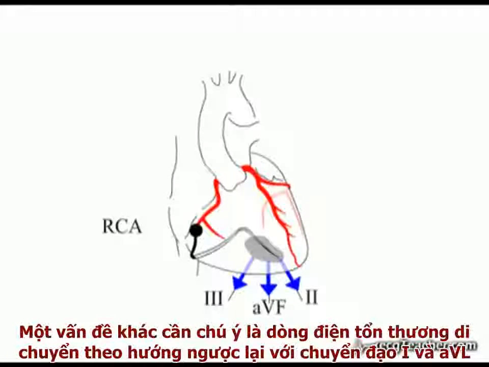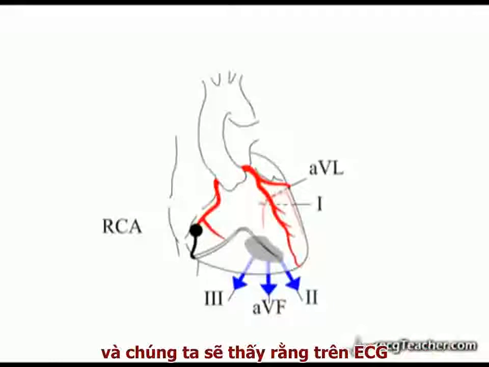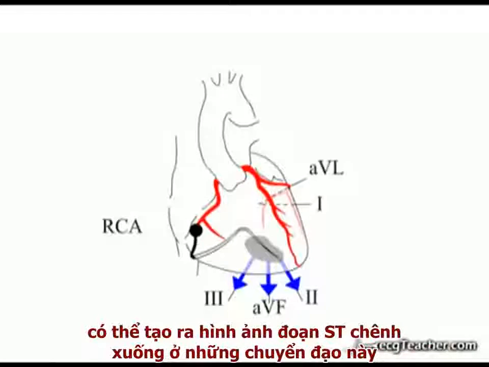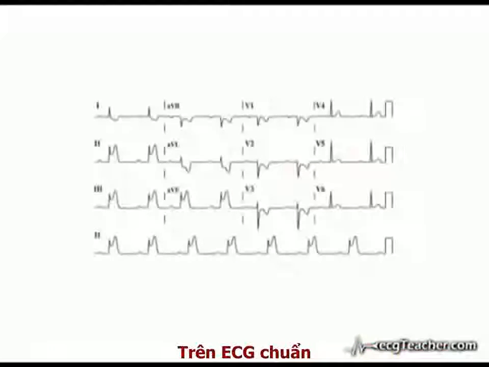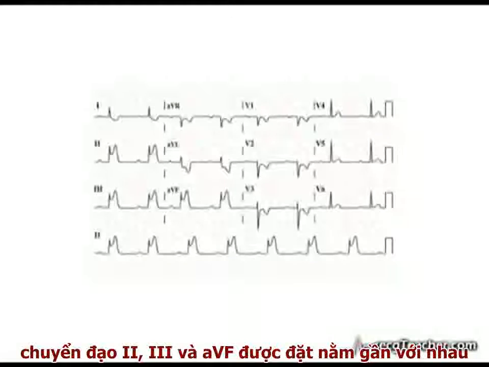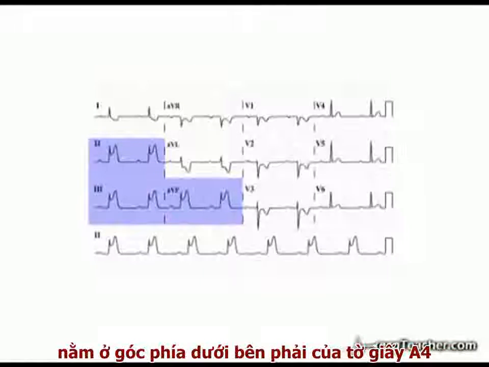Note also that the injury current is moving directly away from leads 1 and AVL. As we'll see shortly, on the ECG this can produce ST depression in these leads, so-called reciprocal change. On a standard ECG, the recordings from leads 2, 3 and AVF are grouped together in the bottom right-hand corner of the A4 readout.